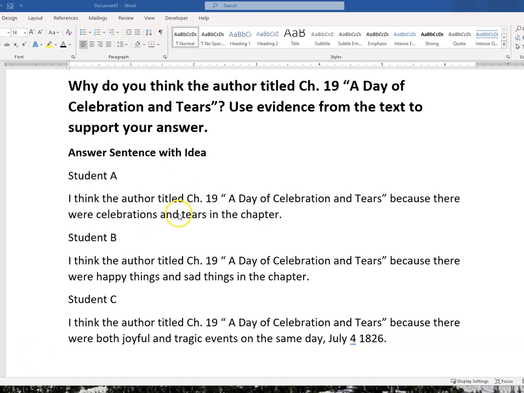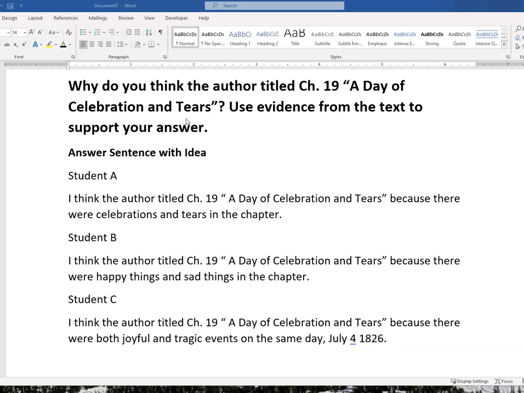Let me first go over the question. Why do you think the author titled chapter 19 A Day of Celebration and Tears? Use evidence from the text to support your answer. So what you're going to be doing is finding out why the author thought that a day of celebration and tears was a great sort of summation of what was going on in the chapter. Usually chapter titles are going to be a little bit of a summary about what happened in the chapter.